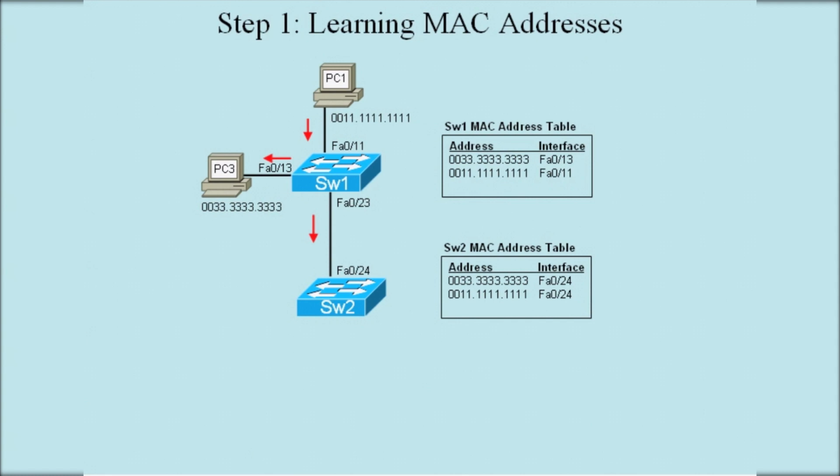For completeness, we'll hook up a PC, in this case PC2, down there off switch 2. When PC2 sends its first frame, switch 2 notices the source MAC address of MAC address 2 and adds that entry to its MAC address table, and of course switch 1 does a similar process by adding MAC address 2 to its MAC address table as well.